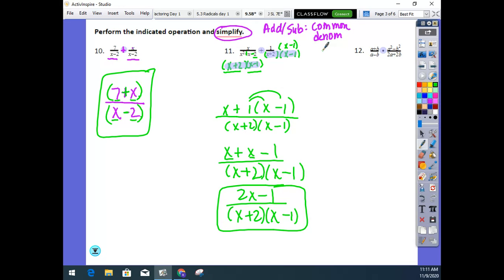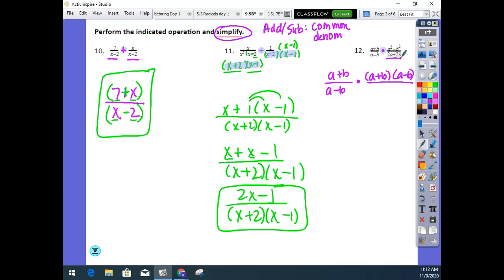Number 12. I am multiplying, so I do not need a common denominator. Factor the top, factor the bottom. A plus b is already factored. A minus b, already factored. A squared minus b squared, difference of two squares. A plus b, a minus b.